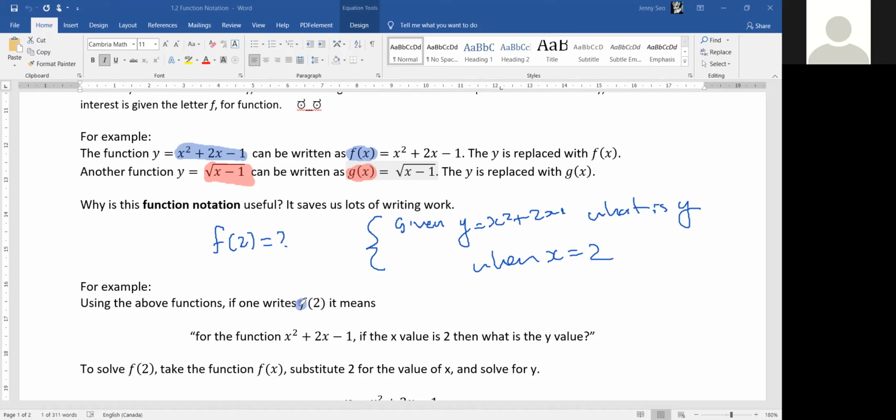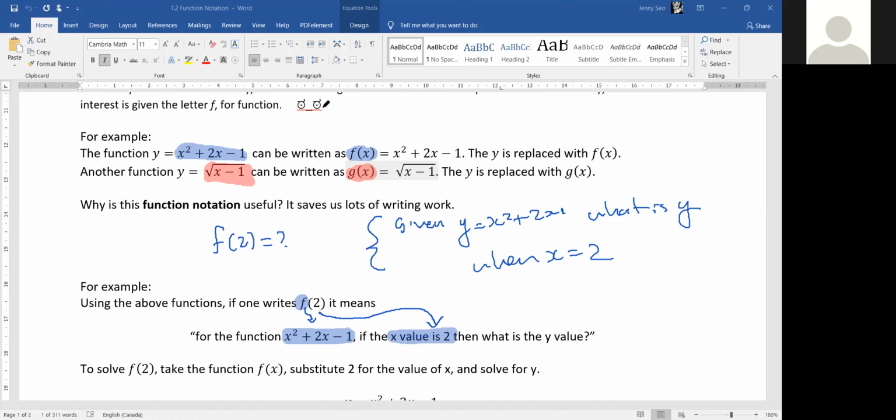Let me put the little thing. Blue means I am using the function x squared plus 2x minus 1. Right? And then the 2 means the x value is a 2. What is it equal to?